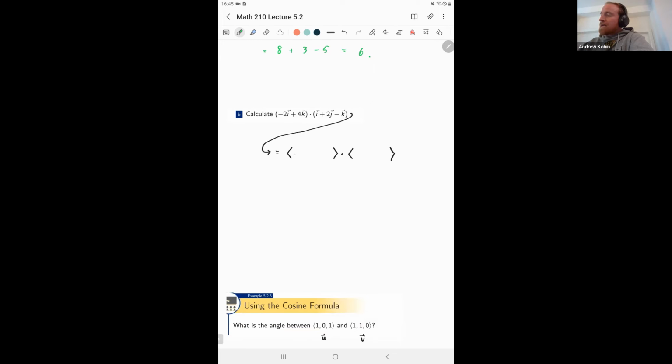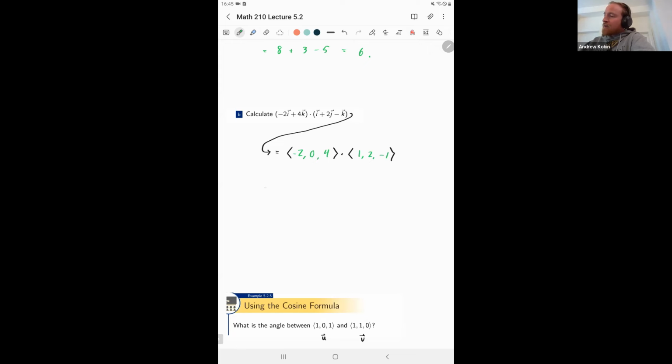-2i means there's -2 displacement in the x direction. There's no j's, so there's 0 for the y coordinate, and there are 4 k's, so there's 4 units of displacement in the z direction. And likewise, the coordinates for the second vector are 1, 2, -1. Now things are in coordinate notation. It's a little cleaner to look at.